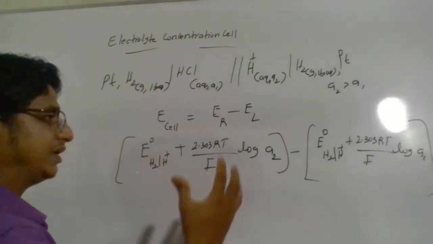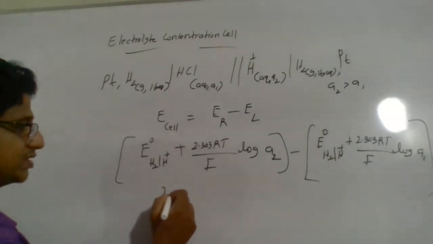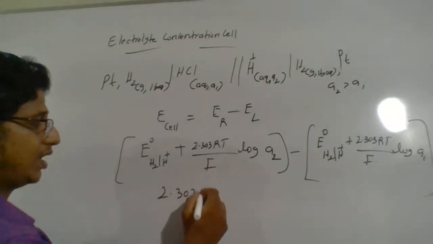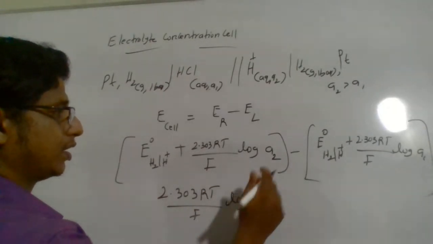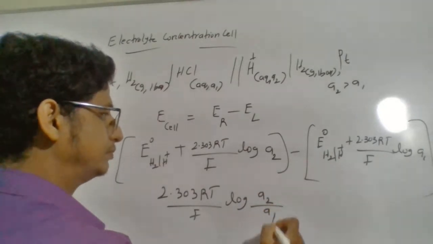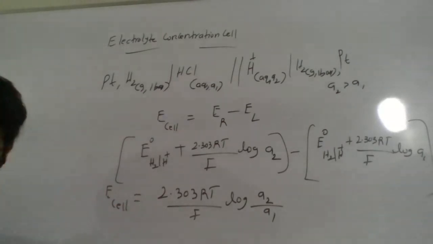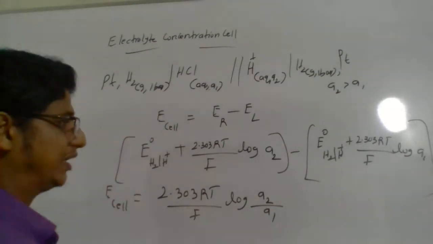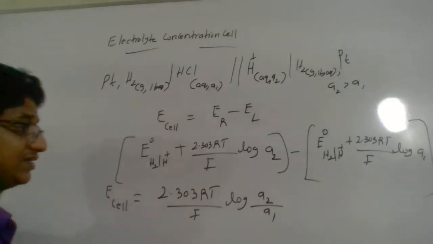So log A minus log B is log A by B, you can take 2.303 RT by F outside. So 2.303 RT by F, log A2 minus log A1, so log A2 by A1. That will be the EMF of the cell. You can write 2.303 RT by F log A2 by A1. Okay, so that's the EMF of the cell for you.